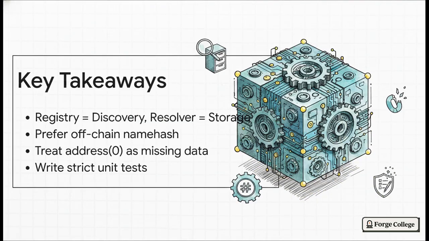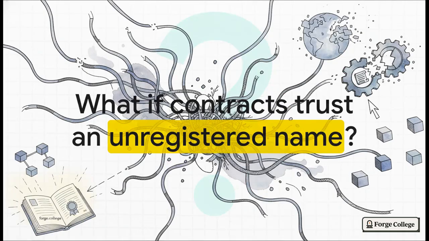So to wrap up our schematic today, keep these core principles in mind. Registry equals discovery, resolver equals storage. Always prefer off-chain namehash computation for maximum gas efficiency. Treat address 0 explicitly as missing data, not a default. And write strict unit tests for all those missing data edge cases. Honestly, mastering this minimal helper function is your core building block for all the higher-level identity flows we're going to cover in this course. I'll leave you with this final thought.